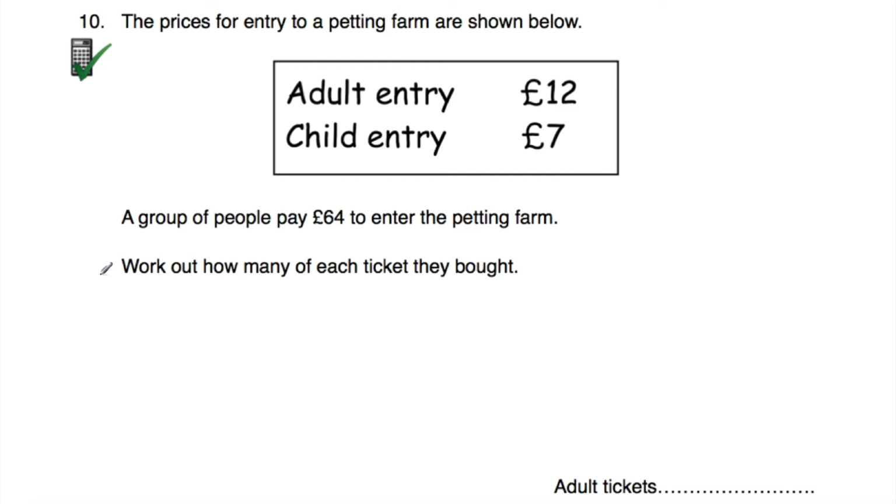Okay, so what I'm going to do in this question is I'm going to start off with adults. I'm going to say if there's no adults, how much would the children have to pay? If there's 1 adult, how much would the children have to pay? If there's 2 adults, 3 adults, and so on. So what I'm going to do is I'm going to write adults here, and I'm going to write children, and then I'm going to write possible.